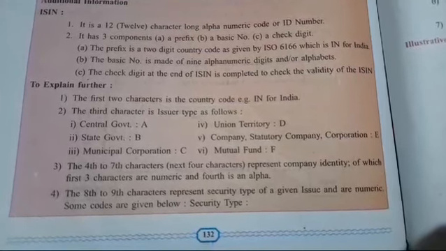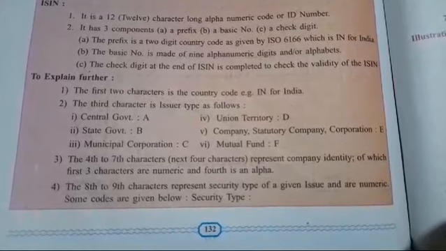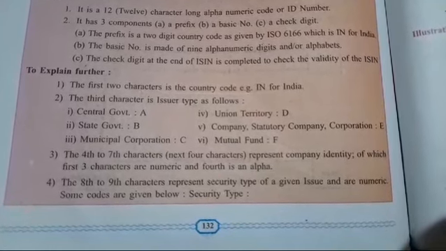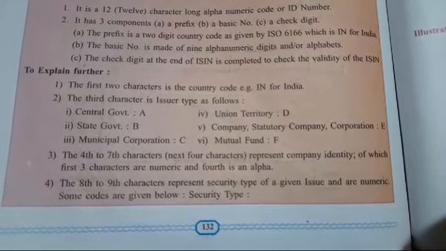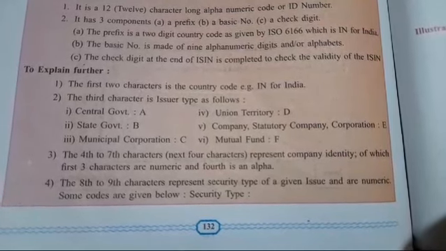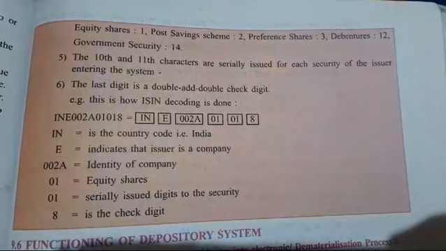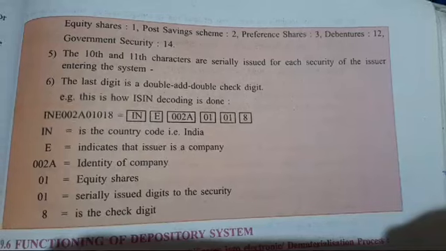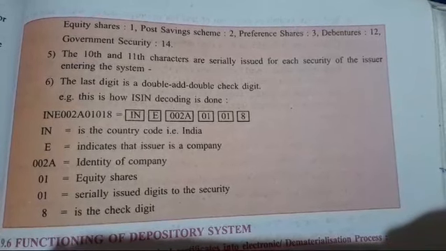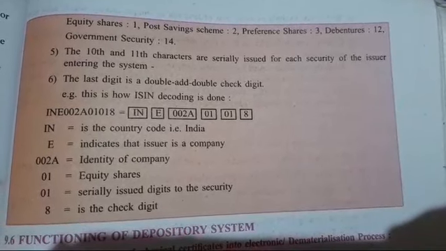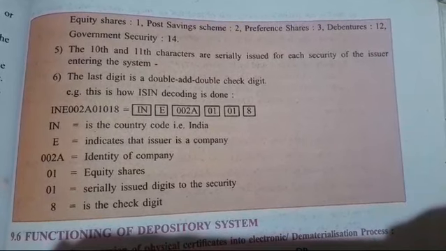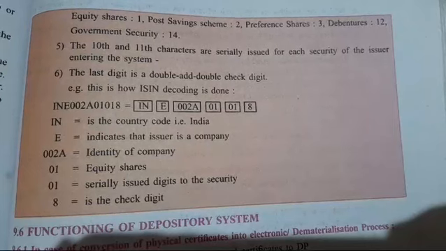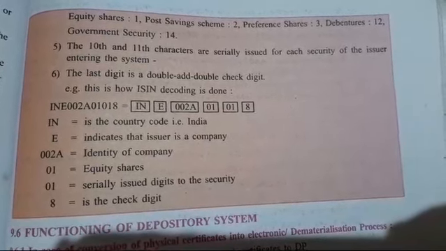Depository System Part 4. Fourth, the 8th and 9th characters represent the security type of a given issue and are numeric. Some codes are given below. Security type: Equity shares 01, Post Savings Scheme 02, Preference shares 03, Debentures 12, Government security 14. Fifth, the 10th and 11th characters are serially issued for each security of the issuer entering the system.